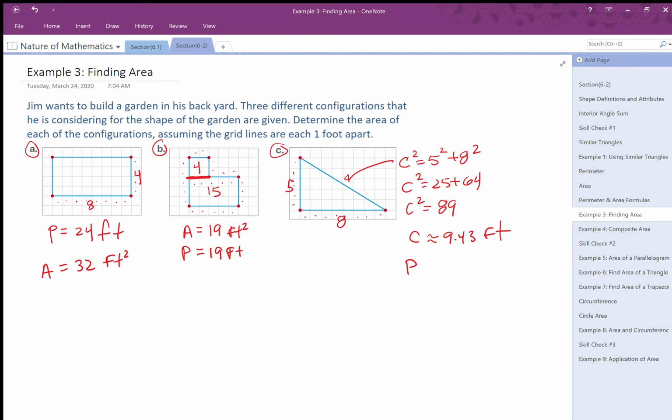So if we wanted perimeter, it would be 5 plus 8 plus the 9.43. That would be 22.43 feet. And if we wanted the area, it would be 1/2 the base times the height. The area, half of 8 is 4, times 5 is 20 feet squared.